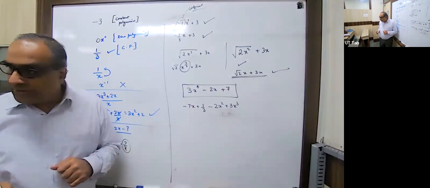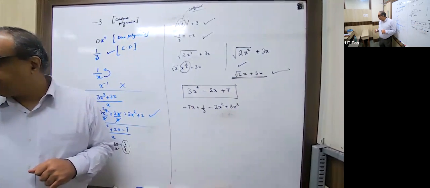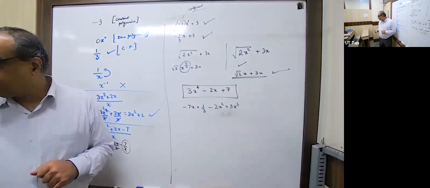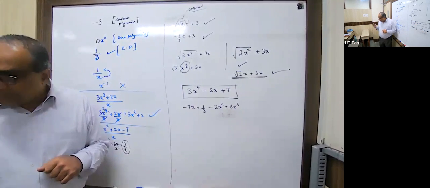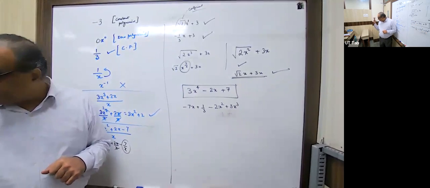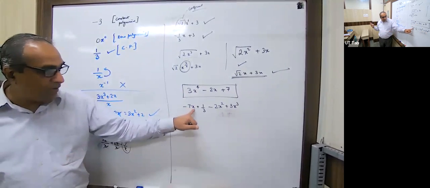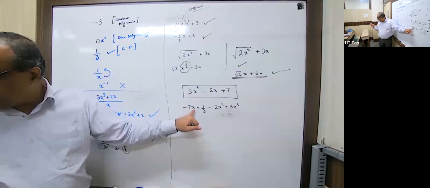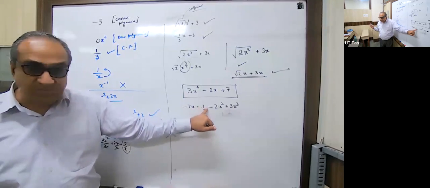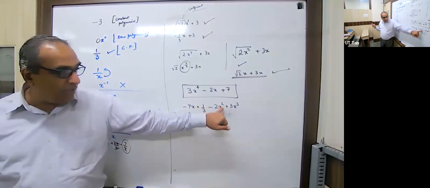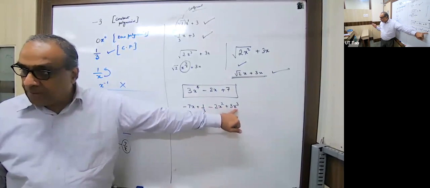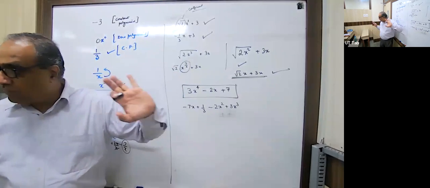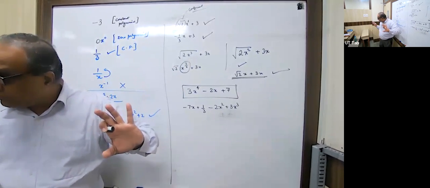What's the order of the degree of this polynomial? Three. Degree is 3. What is the power of this? 1. What is the power of this? 0. What is the power of this? 2. What is the power of this? 3. So the highest power of the variable is called the degree of the polynomial.